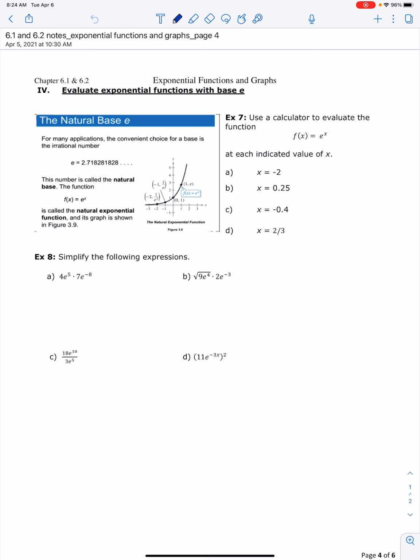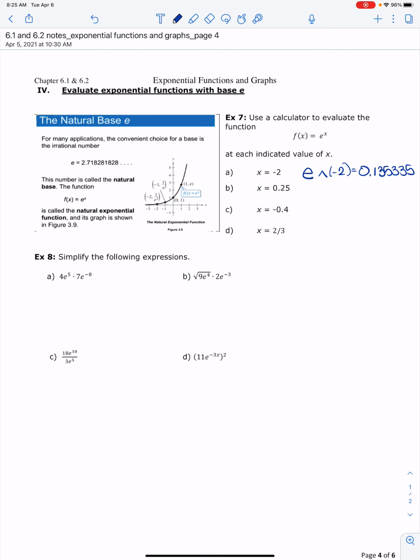So we are just going to crank out and make sure we understand what's going on here. This is going to look like all of our other exponential graphs. It is going to have a y-intercept of 0, 1, and it is going to grow at the rate e. So for a, I'm going to plug in e raised to the negative 2 and get 0.13535 and change.